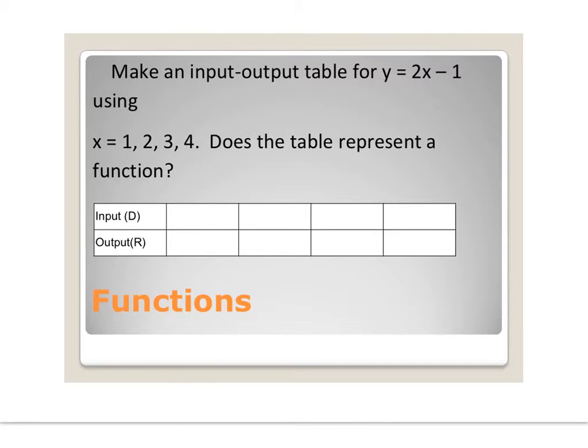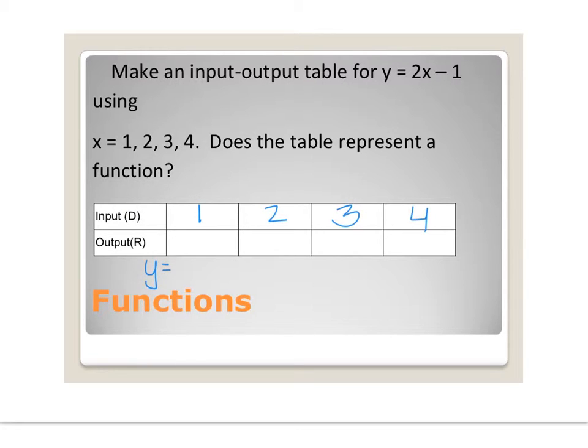Let's continue with input-output tables. You guys have actually done input-output tables for a really long time. This is basically like plugging it into the function machine. Your input is going to be those x values, because remember, input is a synonym for our x. So I'm going to put 1, 2, 3, 4. And then as the word input indicates, I'm going to input this number in where x is in the equation to find the output.